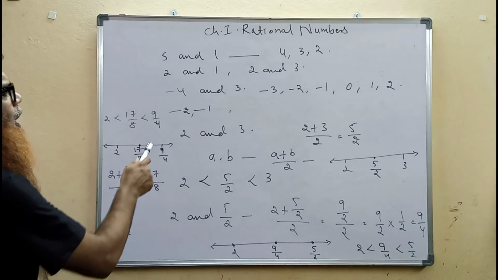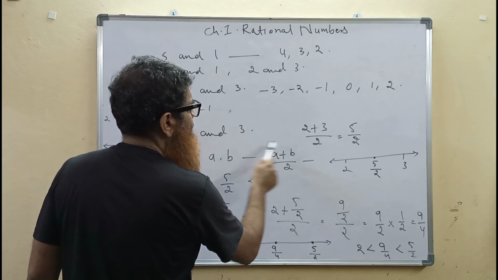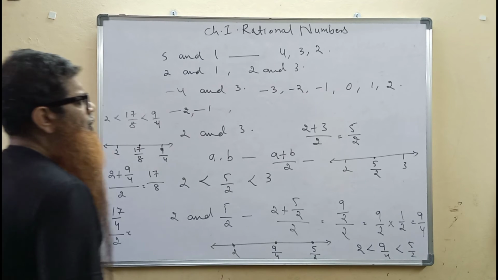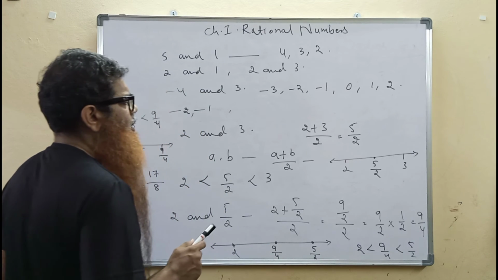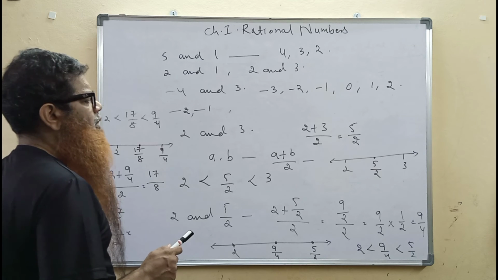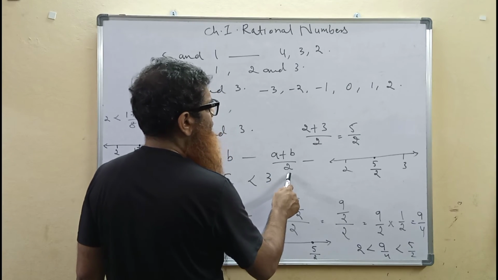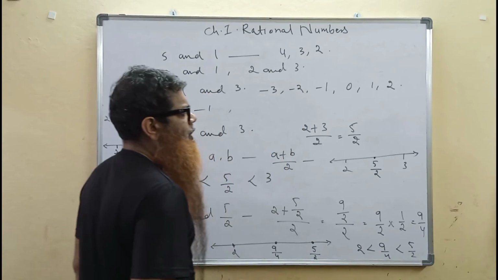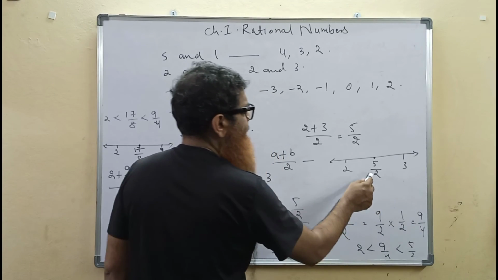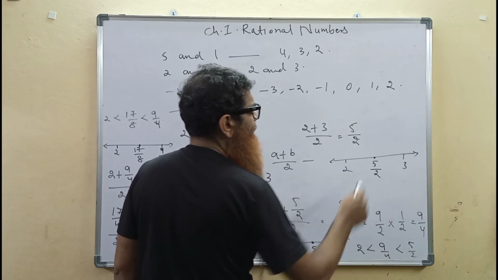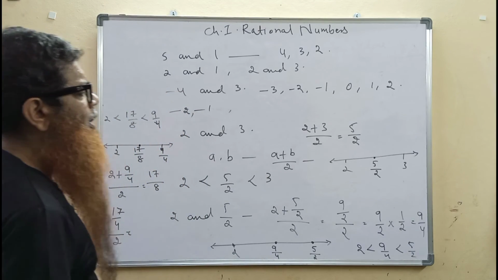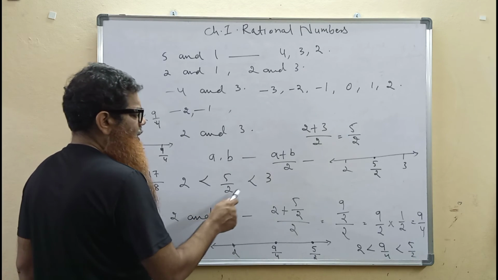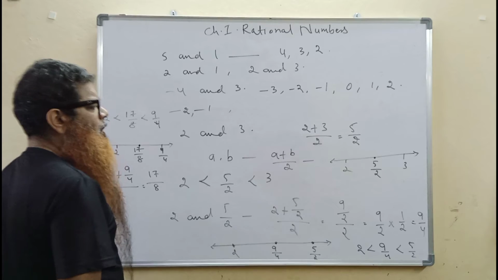First, we began to find rational numbers between 2 and 3. The way to find it is, if a and b are two rational numbers, (a plus b) by 2 is another rational number lying between those two. It was 5 by 2, which is in the center, equally away from 2 and 3. That is 2 less than 5 by 2 less than 3.